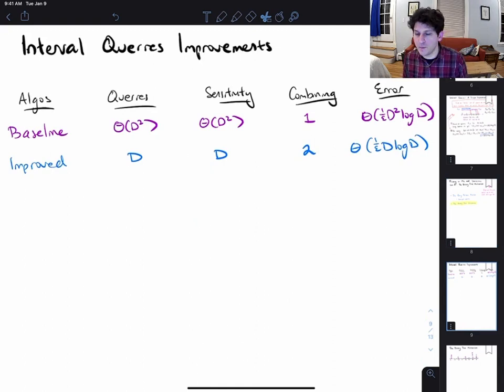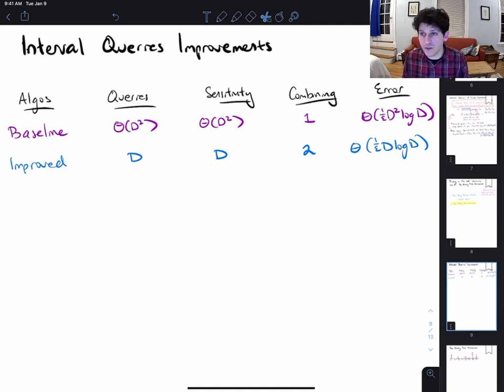So we started with a baseline algorithm where we had about d squared queries, and their sensitivity was thus d squared at most. And in order to get all the answers we wanted, we didn't have to do any combining. We just looked up the answers. So we added noise to each query, and that was the only noise we got in the answer. And so the error was about d squared log d. I'm going to ignore epsilon because it's going to be the same for everything else.